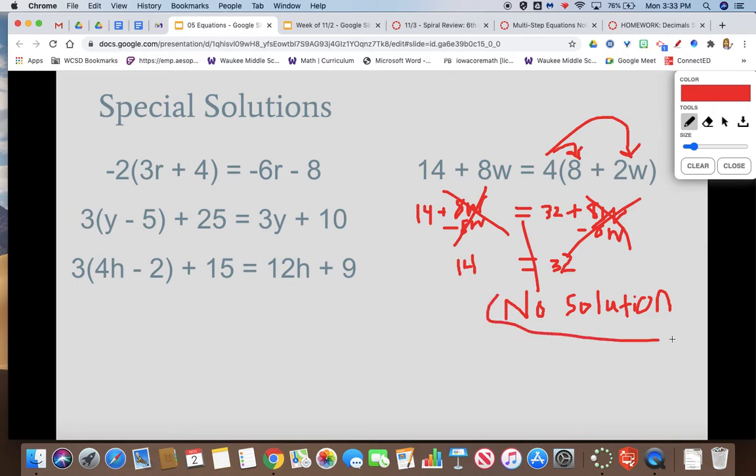I'm looking for if you can identify a no solution versus an all solution problem. So we do need you to state that this is a no solution problem. Let's move on and try another one.